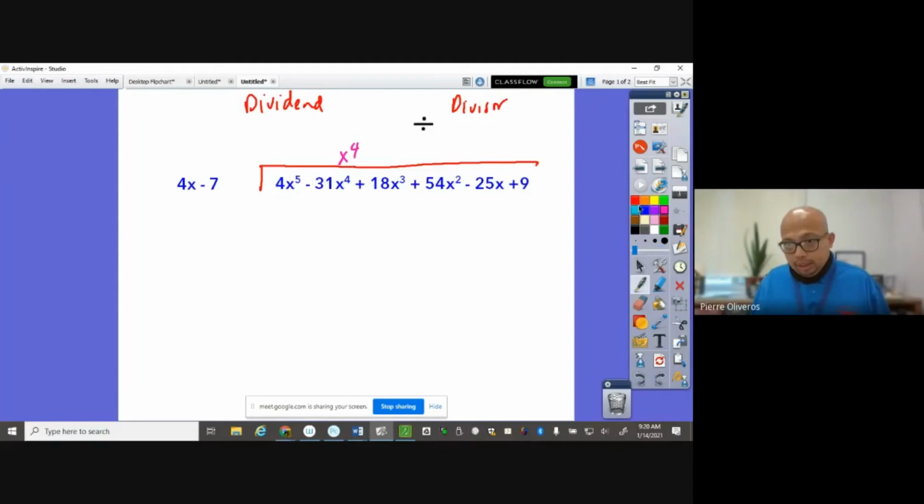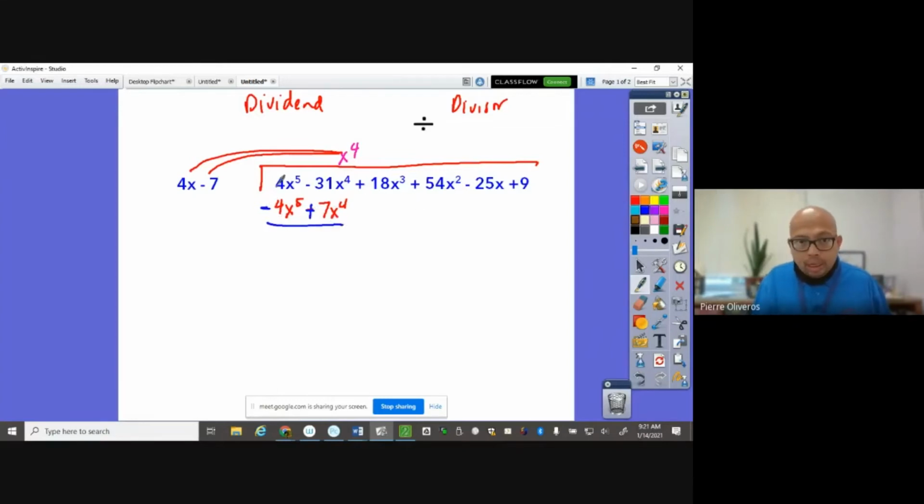And then what do you do next? You will multiply the x to the 4th by the 4x and the negative 7. You're going to distribute that. That will give you x to the 4th times 4x, which is 4x to the 5th power. x to the 4th times negative 7 is negative 7x to the 4th. And we note that this will flip the sign. This will be negative and this will be positive now.